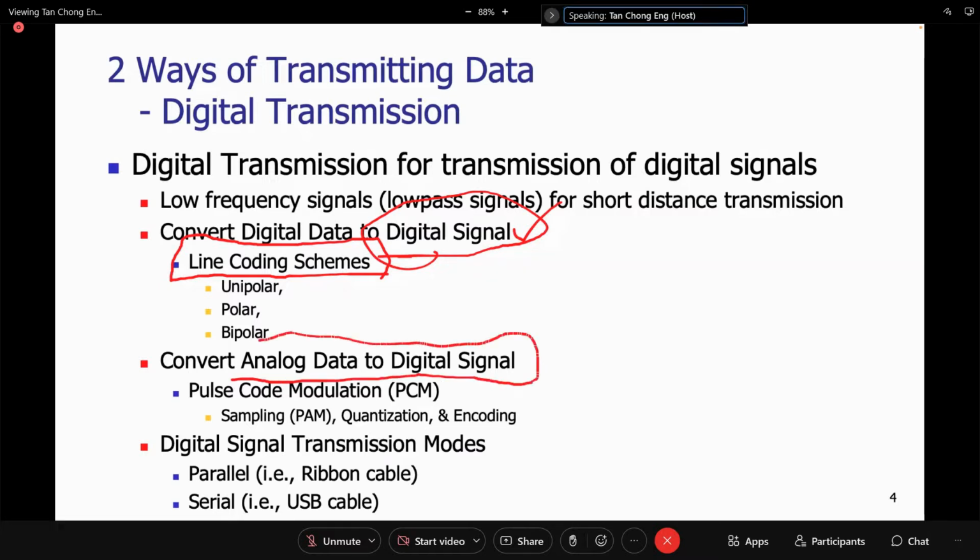Okay, so I'll just highlight this part. And then the technique that we usually use to convert analog data, such as voice, my voice through a microphone, okay, these are all analog. So we are using a technique called pulse code modulation, PCM. Inside PCM, we will have three processes. One is sampling, the other one is quantization, the other one is encoding. So this PCM involves three different processes.